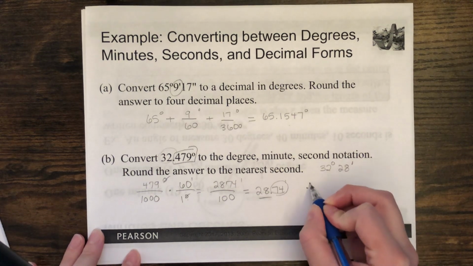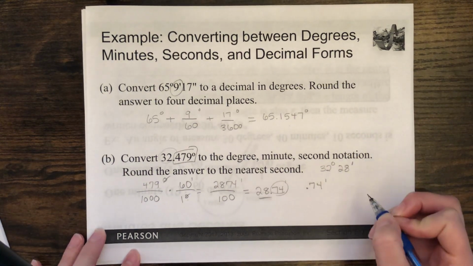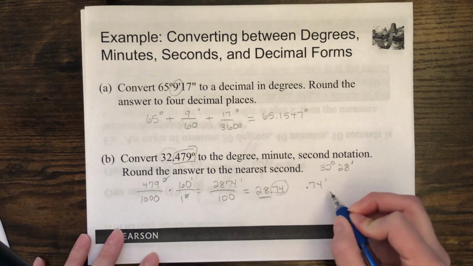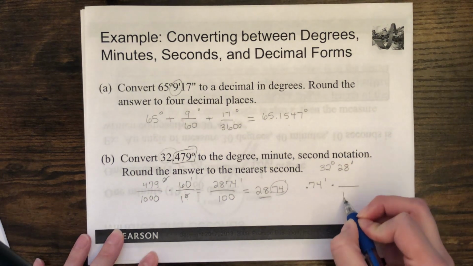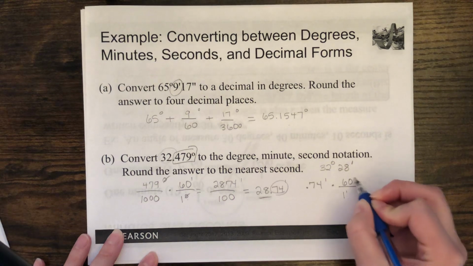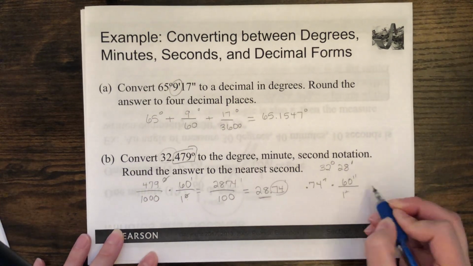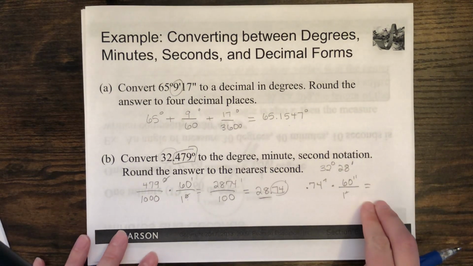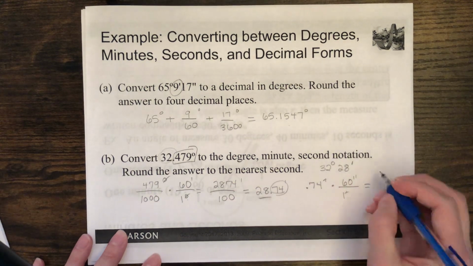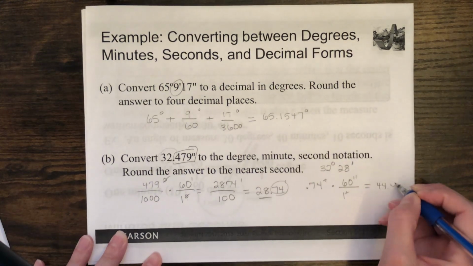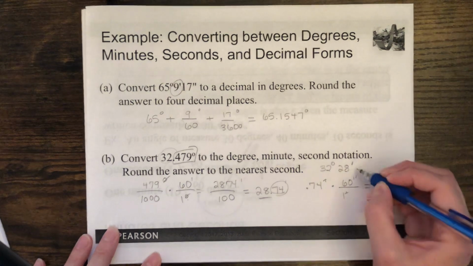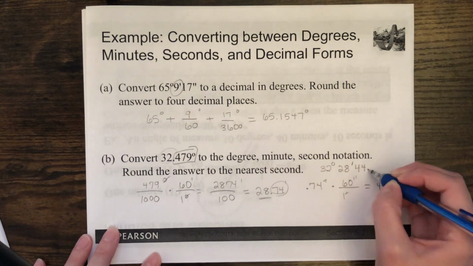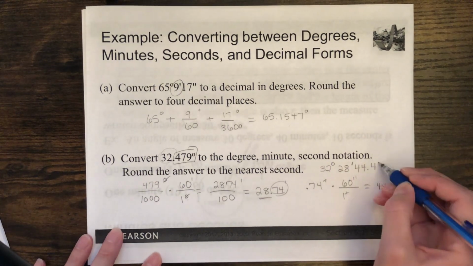So at this point I have 0.74 minutes, and to use yet another conversion here, I'm going to say that 1 minute is 60 seconds. My minutes are going to cancel, and I'm going to take this down to seconds. And if I multiply that out, I get 44.4 seconds. So that's about as far as I can go. So I'm going to just take that down to 44.4 seconds.